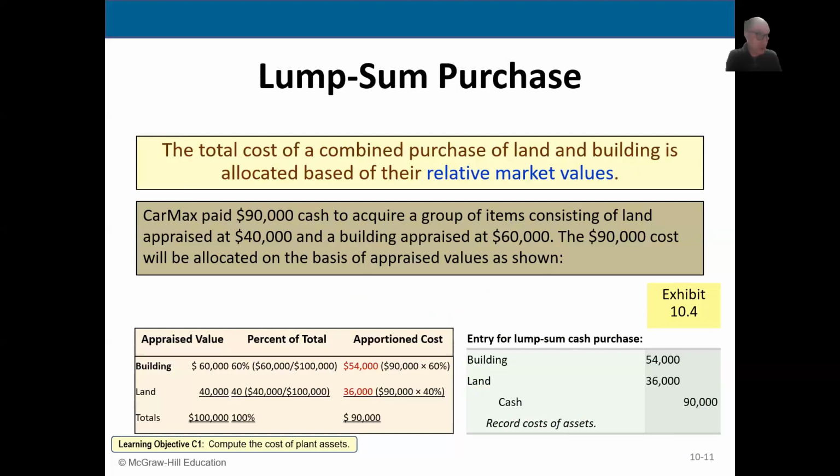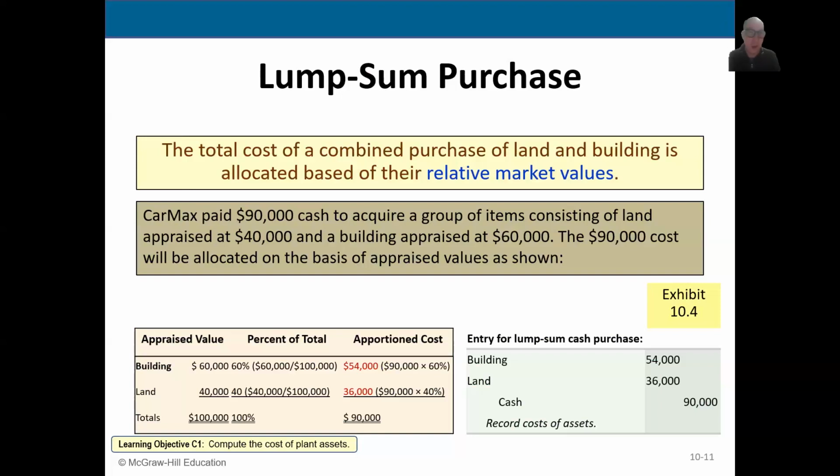Sometimes when you purchase a fixed asset, it might be what we call a lump sum purchase. With a lump sum purchase, you might be purchasing multiple assets at once. Here's what I mean by this, and this is a great example of this. The total cost of combined purchases include things like land and the building. It's based off of the market value. Yeah, how much would it sell for in the open marketplace?